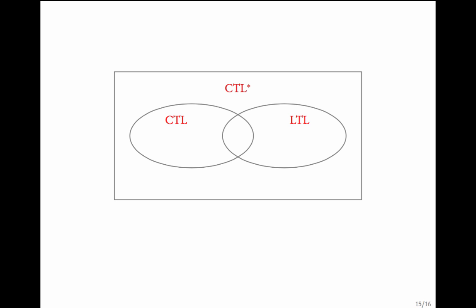So here is the relative expressive power of the three logics that we know. LTL is linear temporal logic, CTL is computation tree logic, and CTL star is a superset of both of them. So there are some properties which can be expressed using both LTL and CTL. For example, AGP. I mean, in all paths, in all states, P is true. This is the invariant property. This can be expressed using both LTL and CTL.